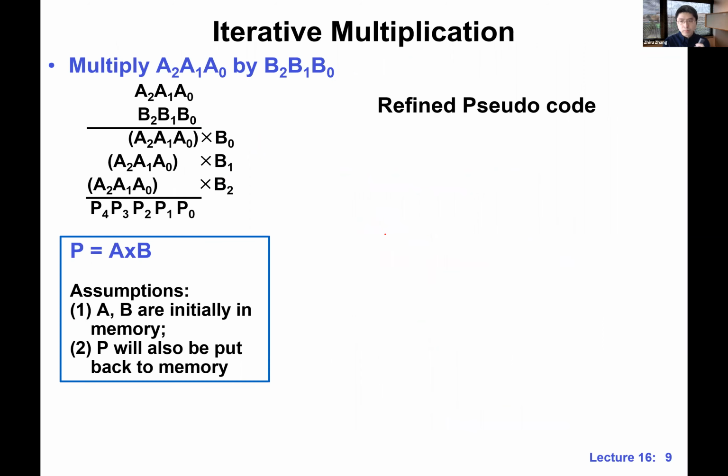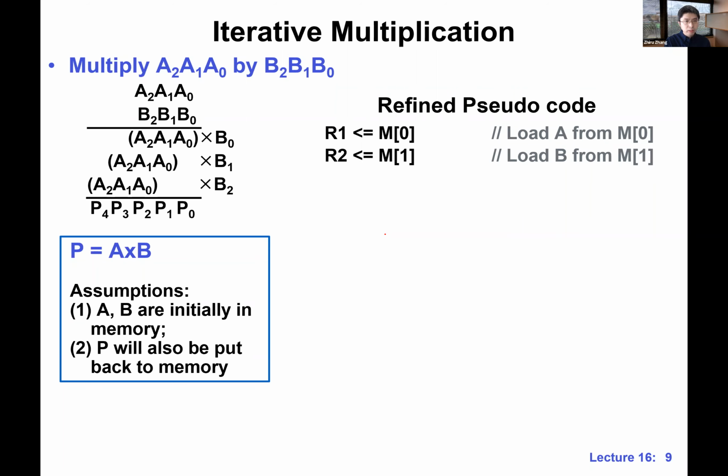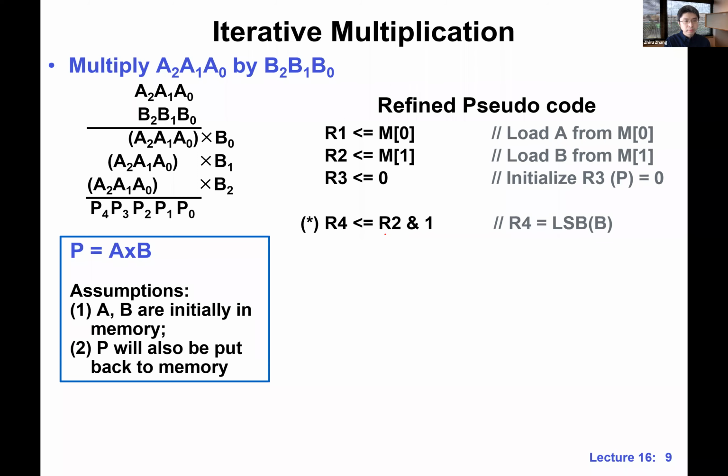Okay. All right, so let's try to further refine this pseudocode. Now I'm using a more program-like description. This is a refined pseudocode. First, I'm loading M0 to R1, M1 to R2, and I initialize R3, which is P, the product, with 0. Then I enter this loop, marked by this star label. This is the start of the loop.